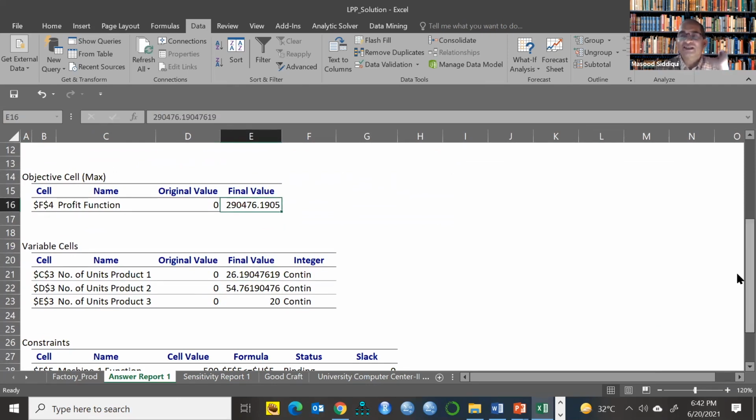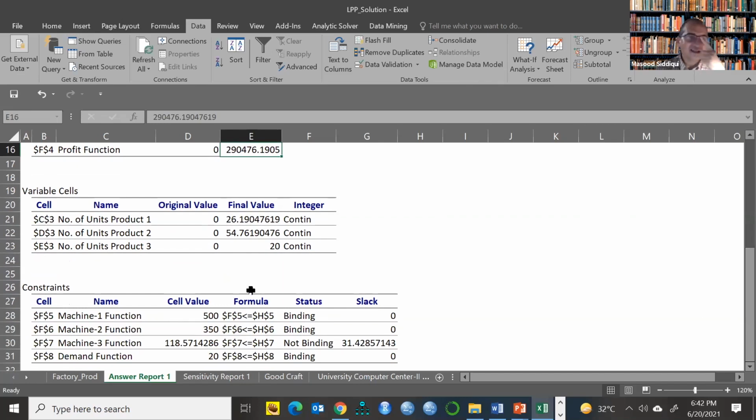Related to the constraints that we have discussed, for machine 1, the condition becomes binding because the slack is 0. All the machine 1 time has been utilized. For machine 2, the utilized time is 350. This condition again becomes binding because the slack becomes 0.